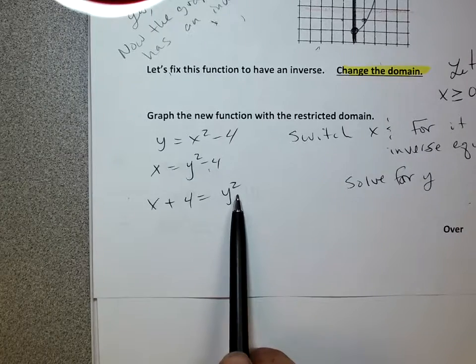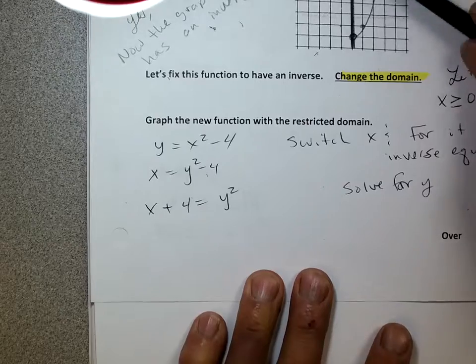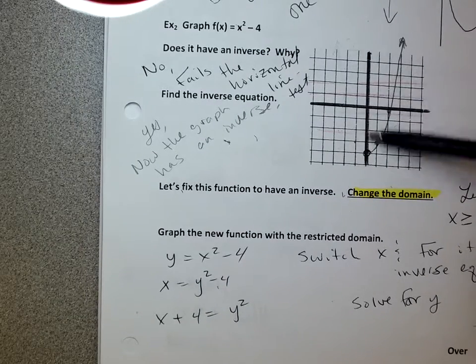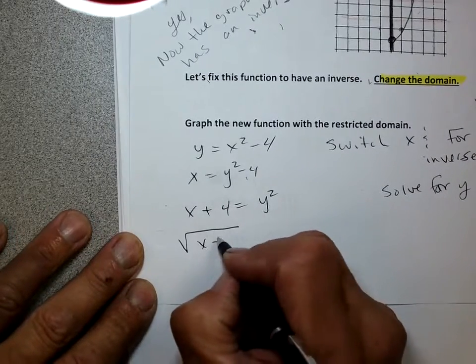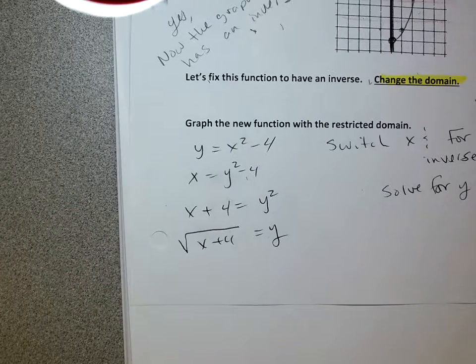It's normally a plus or minus, but in this case, I'm only going to have 1 answer because I've already gotten rid of the minus part. Think about this. I'm not going to have plus or minus because I got rid of the minus part of the graph, didn't I? So when I take the square root of it, I'm just going to get the square root of x plus 4 equals y. Okay. Now, that is my inverse.